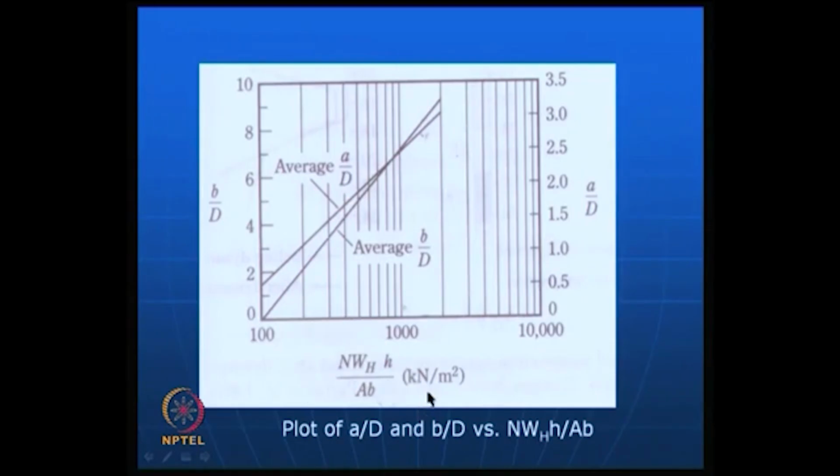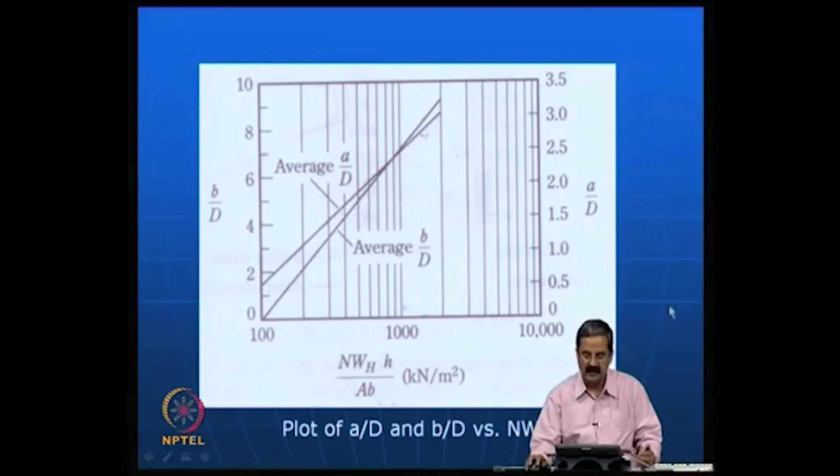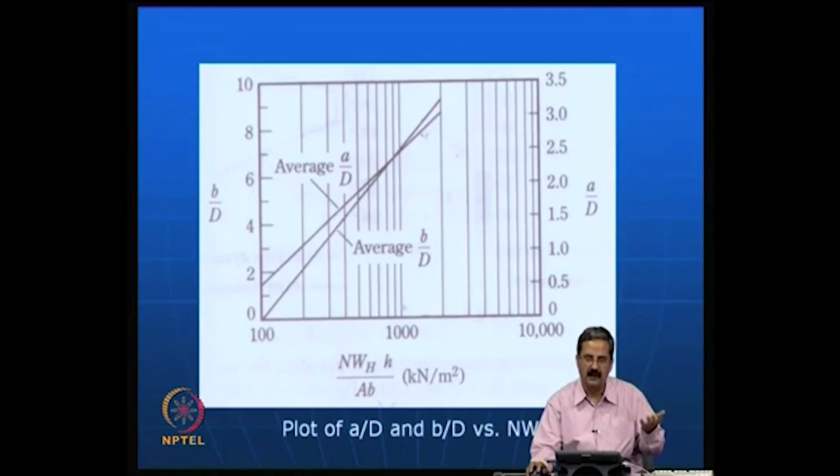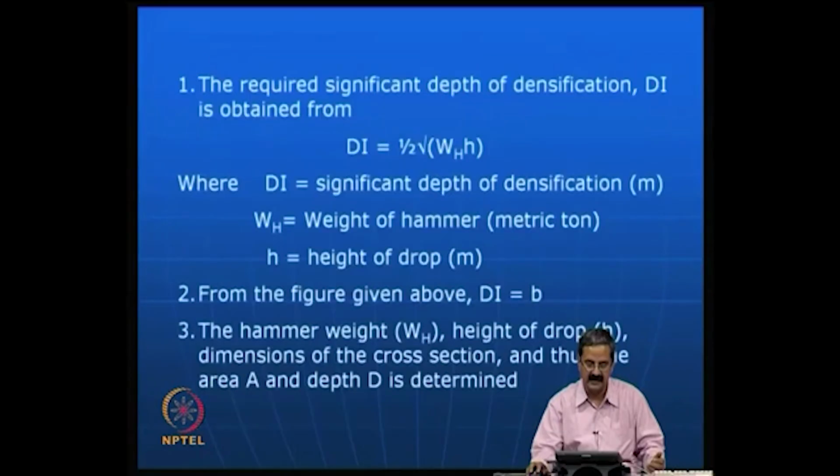Once you know this, you will be able to know the dimensions A and B. Given that you have a weight, say 10 ton or 15 ton, you know the height of drop, and its area of cross section is known, you must be able to design what the spacing should be, and of course we should also cater to the depth of improvement. So, we will see that in an example.